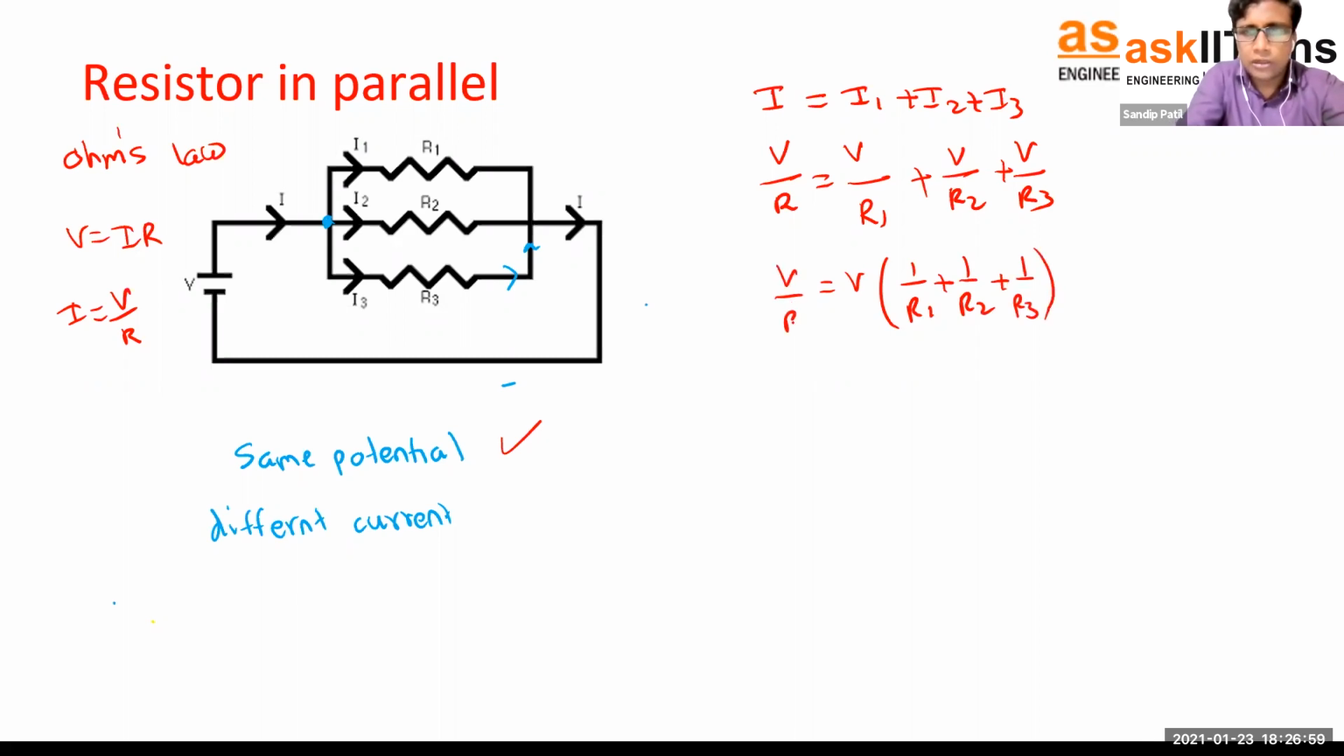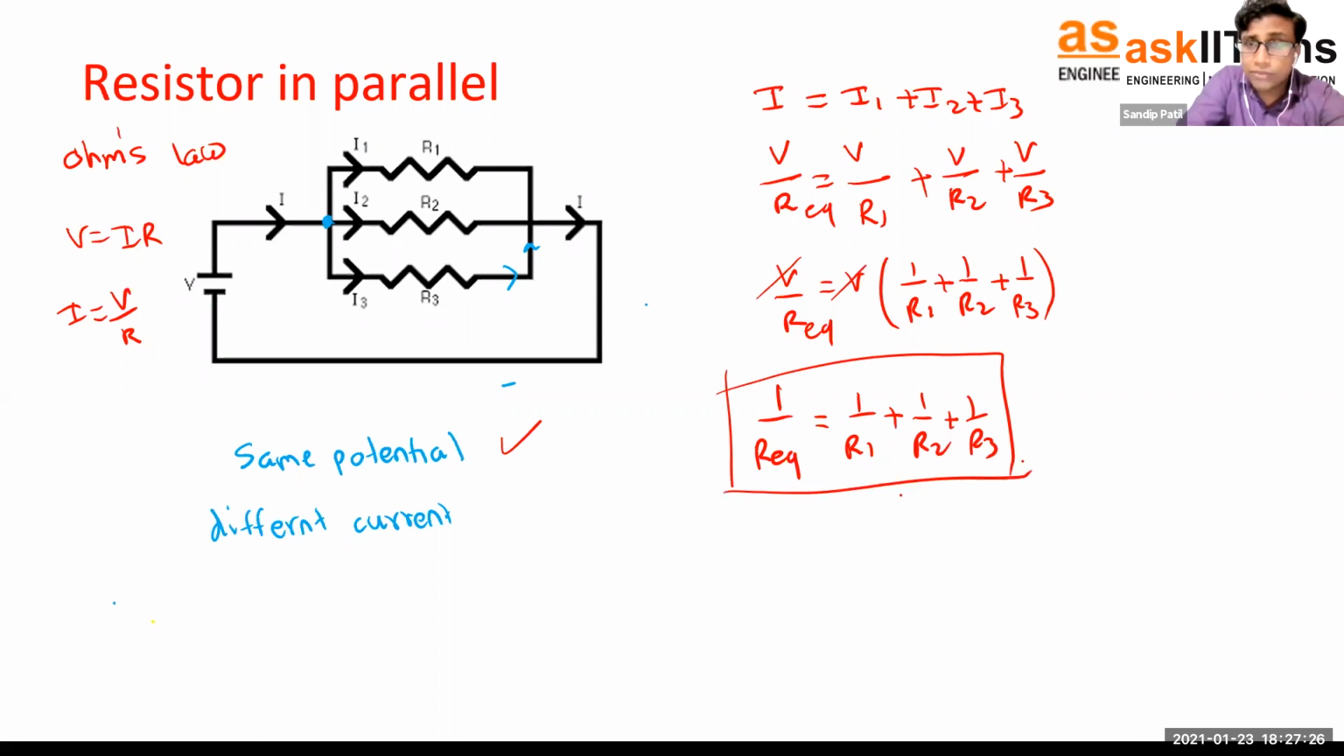Simple. And V upon R. Again, we will get cancelled. Let's say this is R equivalent. R equivalent means, instead of 3 resistances, just remove those 3 resistances from the circuit and connect this one resistance. Whatever the value, we can calculate it by using this formula. Which formula? 1 upon R equivalent is equal to 1 upon R1 plus 1 upon R2 plus 1 upon R3.